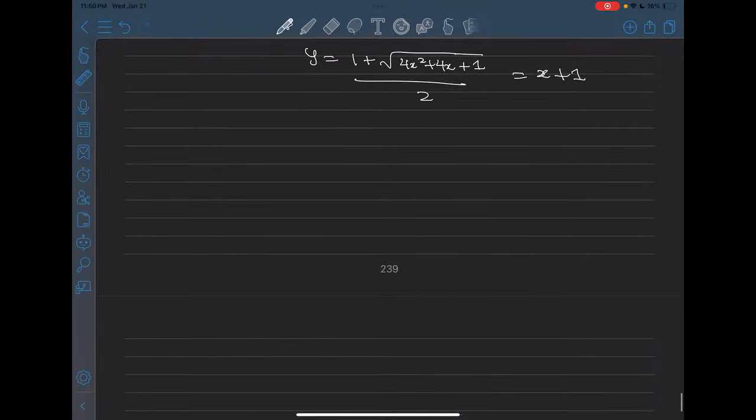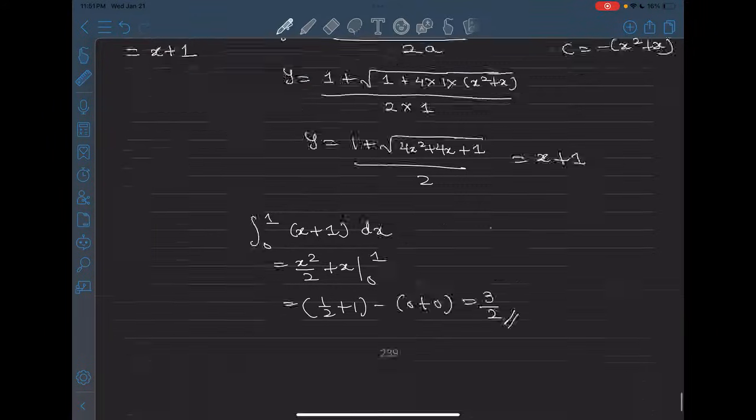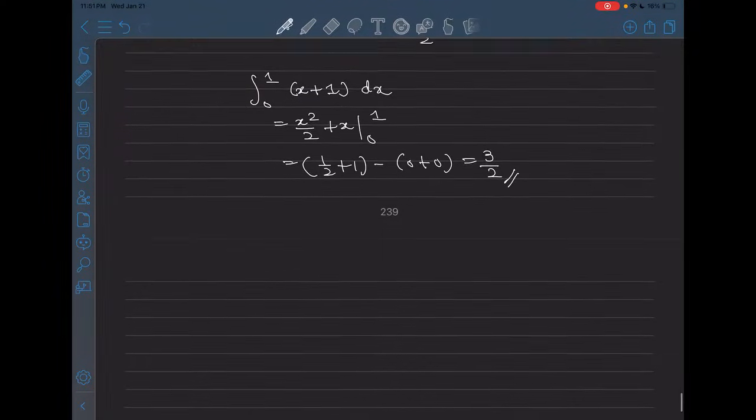Funny. Okay, so integral from 0 to 1 of x plus 1 dx. Now this is just x square by 2 plus x from 0 to 1. So that's just half plus 1 minus 0 plus 0, which is just 3 over 2, which is exactly what the answer is over here. So this was an easy problem, and thank you for suggesting the idea. And yeah, let's go to the next one.